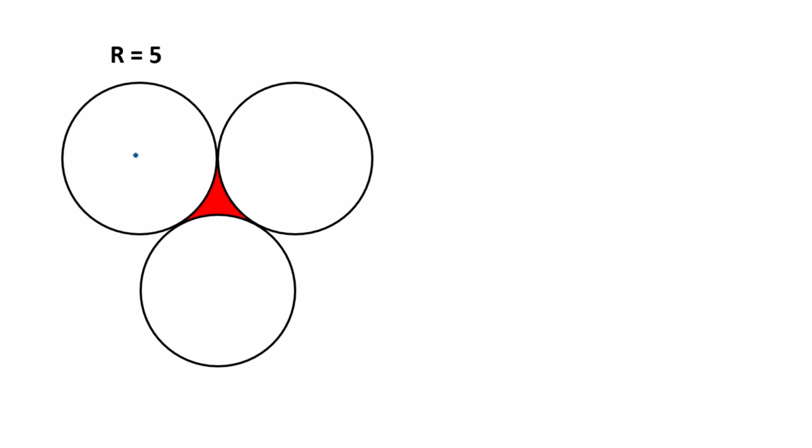Consider the center of this circle is this, and the center of this circle is this point, and the center of this circle is this point. Now join these 2 points. So joining these 2 points we will get this line, and join these 2 points. So we will get, now finally join these 2 points.